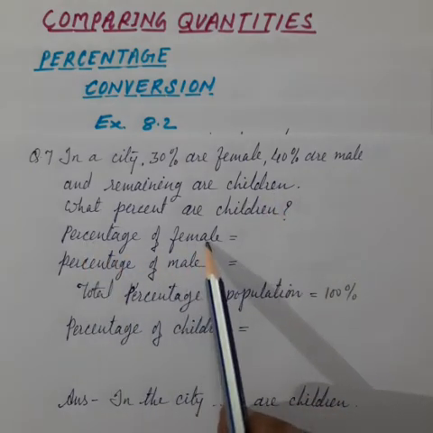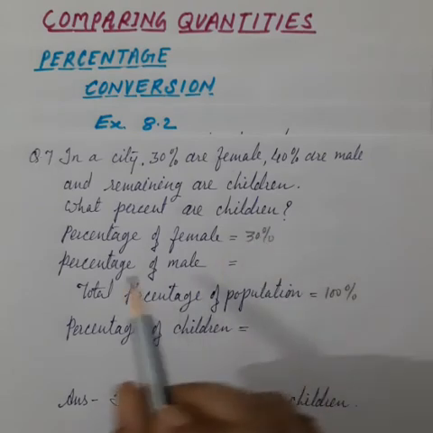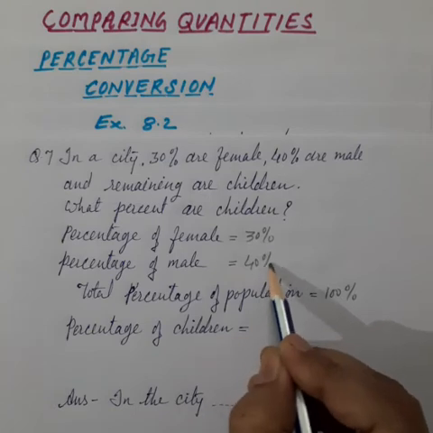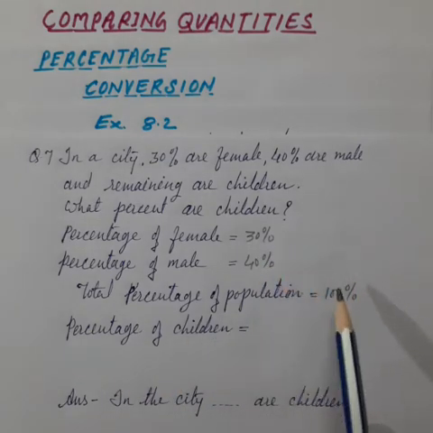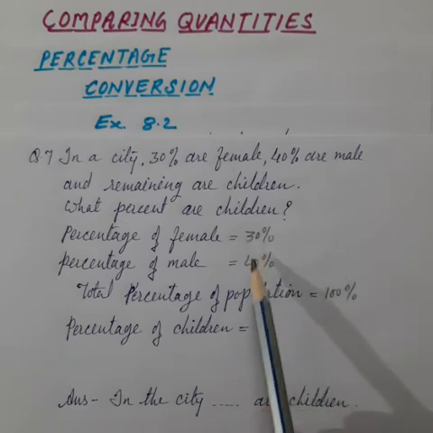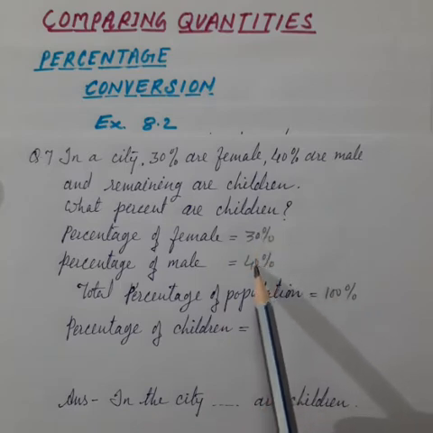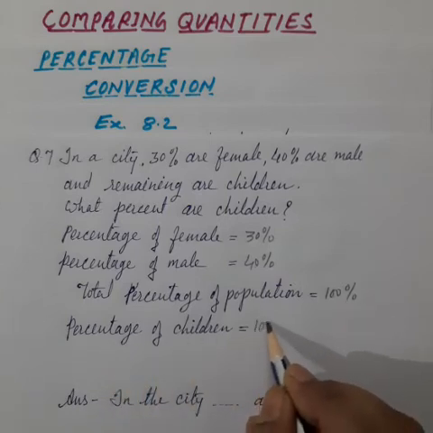Here the percentage of female is given as 30%, and the percentage of male is given as 40%. To find the percentage of children, we have to subtract the sum of these two from 100. We have to find out the sum of these two first. 30 plus 40 is 70, and we have to subtract 70 from 100. So we will get the percentage of children.